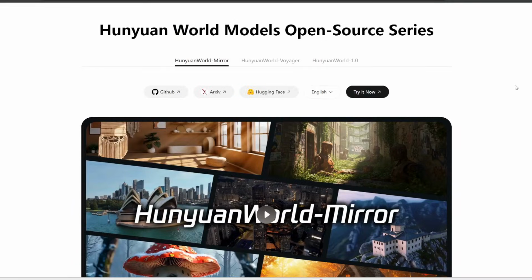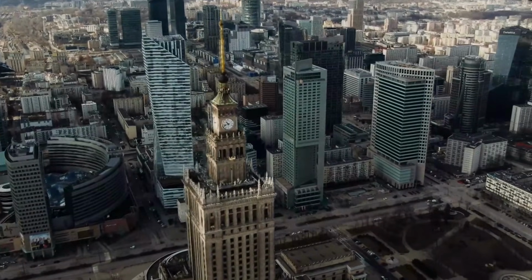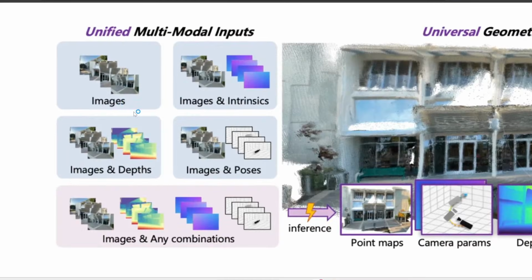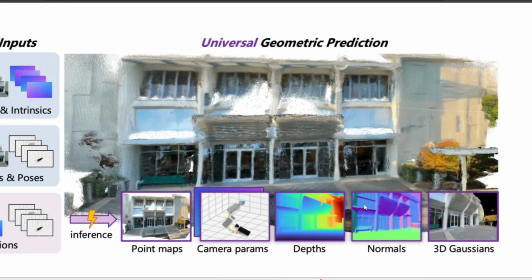First up, Tencent releases Hunyuan World Mirror. This has got to be the most flexible open source 3D world generator you can use right now. So here's how it works. You can input an image to use as a reference to create the 3D world, but you can also add in camera intrinsics or depth maps or even poses or any combination of the above. And it'll basically map all your controls together to generate your 3D world.